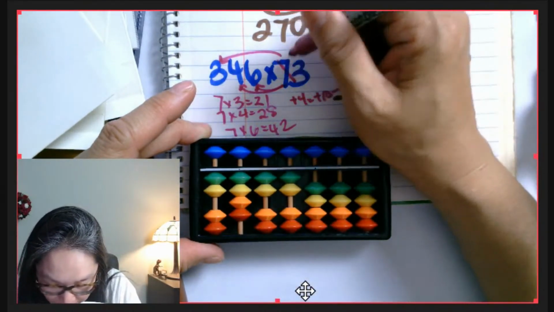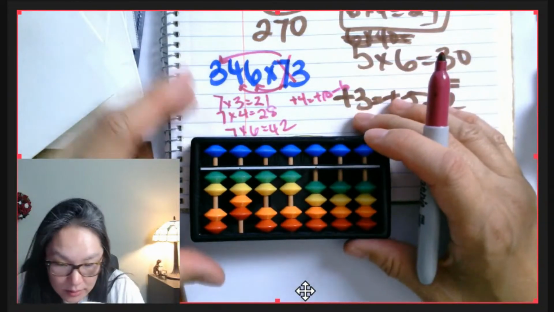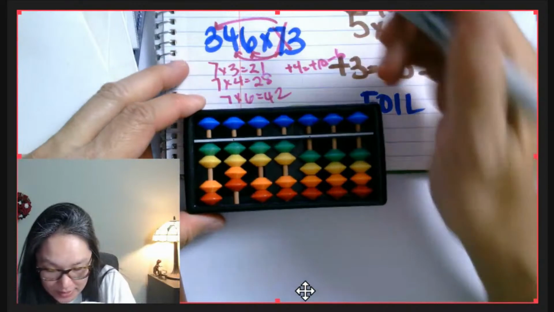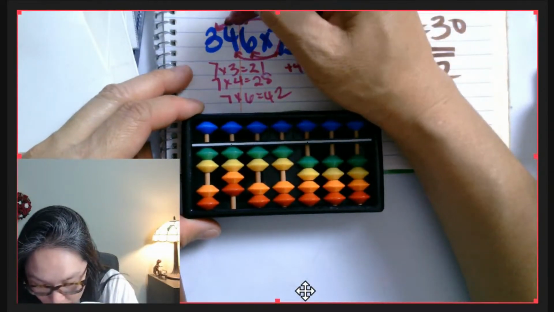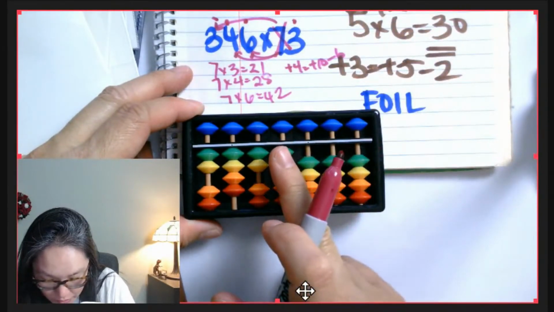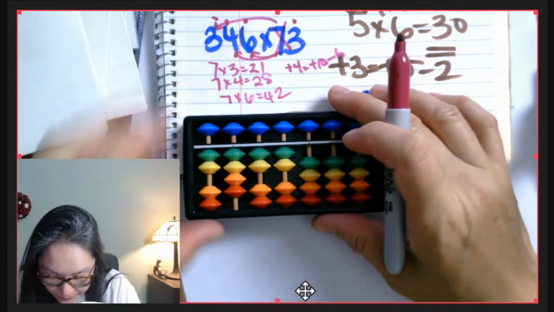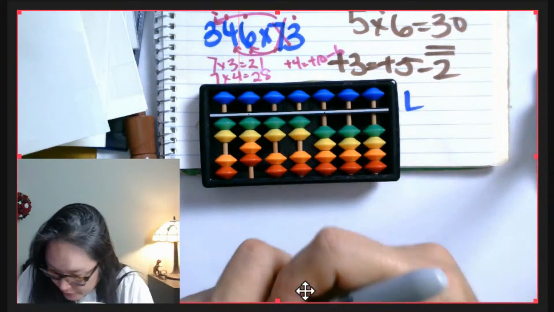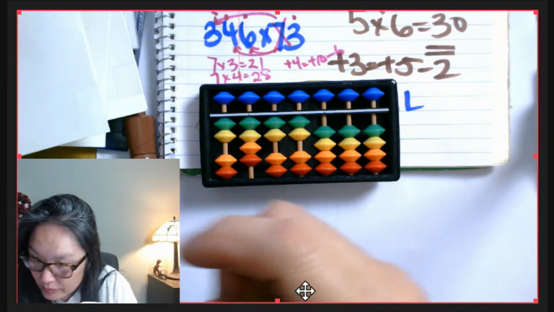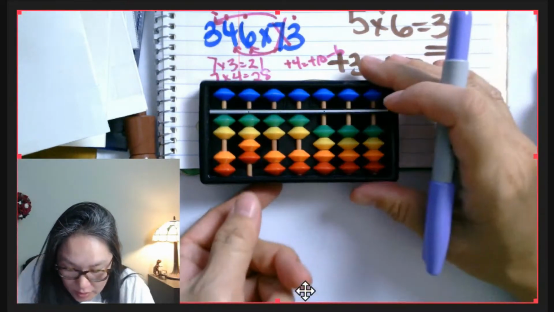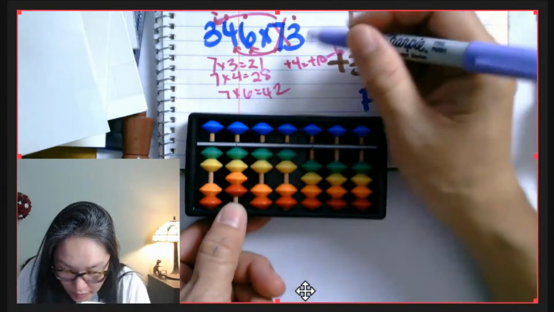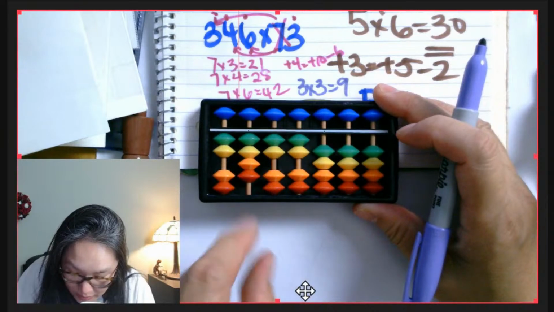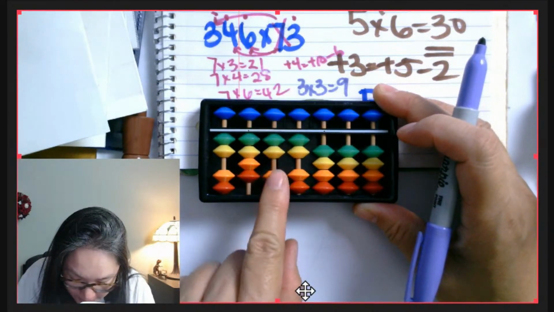So I'm done with the 7. I got to reassess. Does that make sense? To reassess, I just need to count. What's left? 1, 2, 3, 4. So then, maybe I should change color. So then, I'm over here. 3 times 3 is 9. 9 is a single digit. I go back one column and I add the 9.